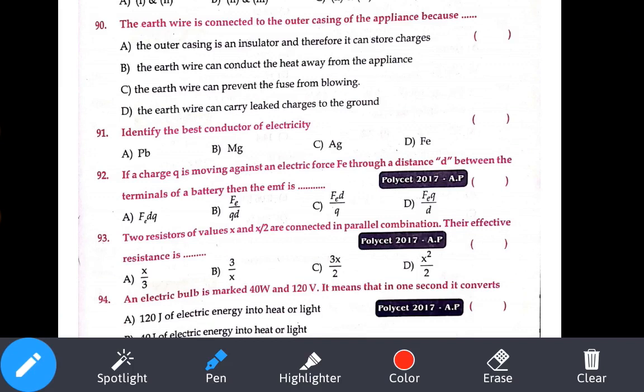Identify the best conductor of electricity. Usually silver is the best conductor of electricity, but we do not use silver. Why? Because its cost is more. That is the reason. Instead of silver, we use copper or aluminium. Otherwise we could use silver.